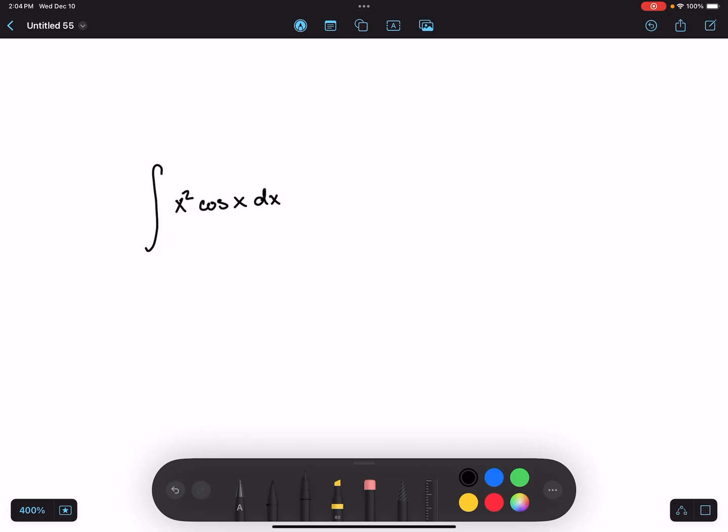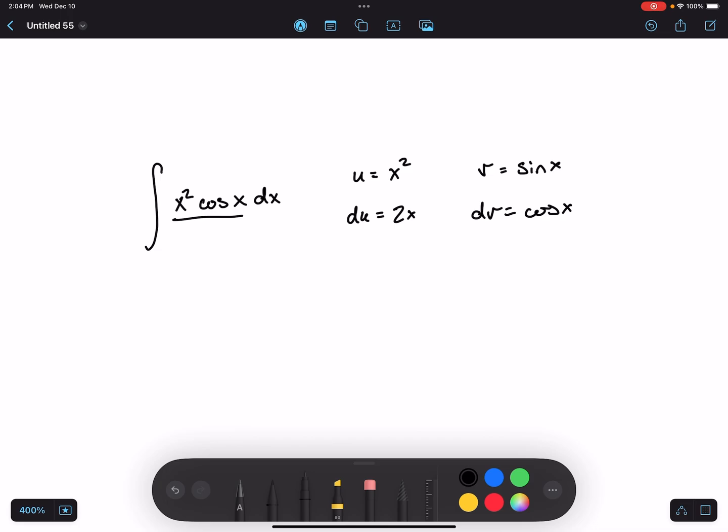We're looking at the integral of x squared cosine x dx, and we blatantly have a product here in the integrand, and that indicates that we're working with an integration by parts problem. And so what we can do is start by letting u equal x squared, and then the derivative of u is 2x, and then we'll let dv equal cosine x, and of course when you integrate cosine x, you're left with sine x.